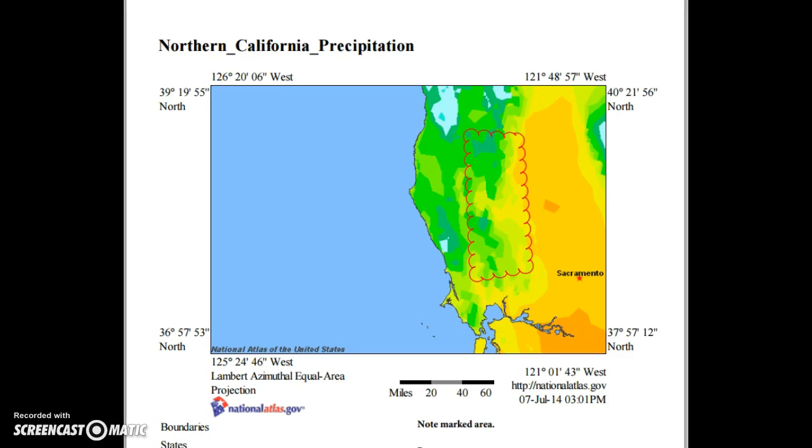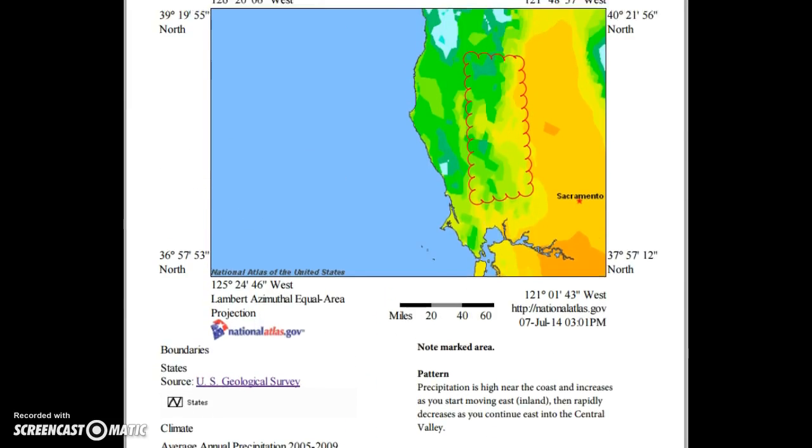So here we have our local map of Northern California. I've highlighted this area. Notice the pattern. This is a map of precipitation. The darker colors or the greener, bluer colors mean more precipitation. The lighter yellowish, orange, and red mean less precipitation.